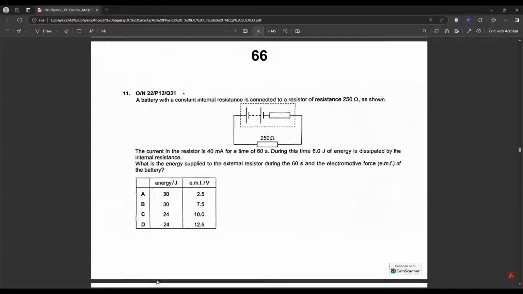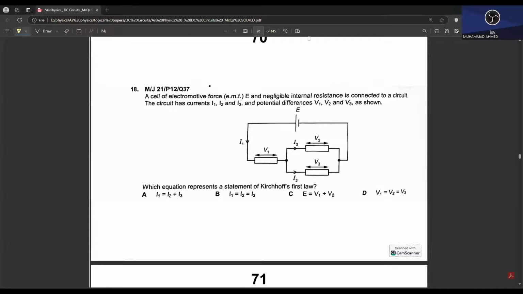Let's further move ahead. Okay, let's look at this question. A cell of electromotive force E and negligible internal resistance is connected to a circuit. The circuit has currents I1, I2, and I3 and potential differences V1, V2, and V3, as shown. Which equation represents Kirchhoff's first law?